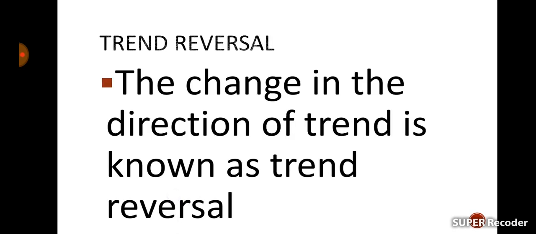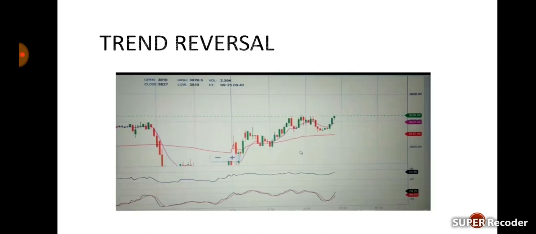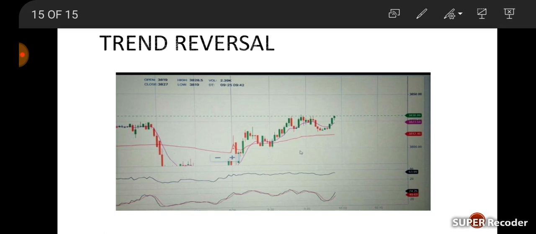Then trend reversal. A change in the direction of trend is known as trend reversal. Every trend will change its direction even if it is a powerful one. This change in the direction of a trend from up to down or from down to up is called a trend reversal. Here in this example it was a downtrend, and from that the trend changed to uptrend.